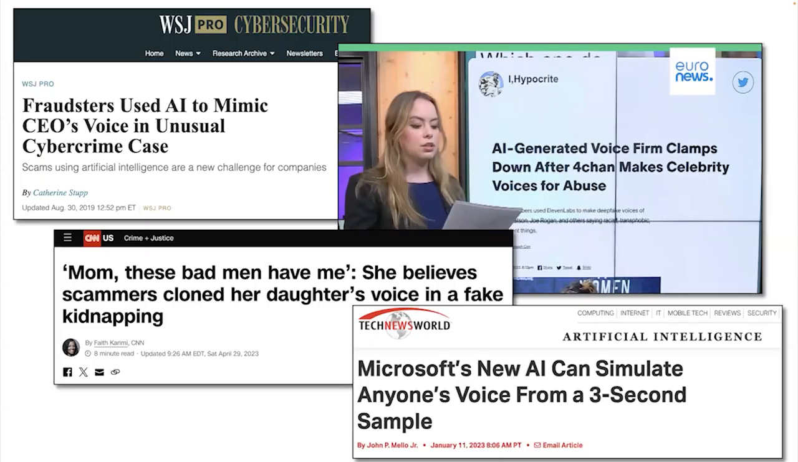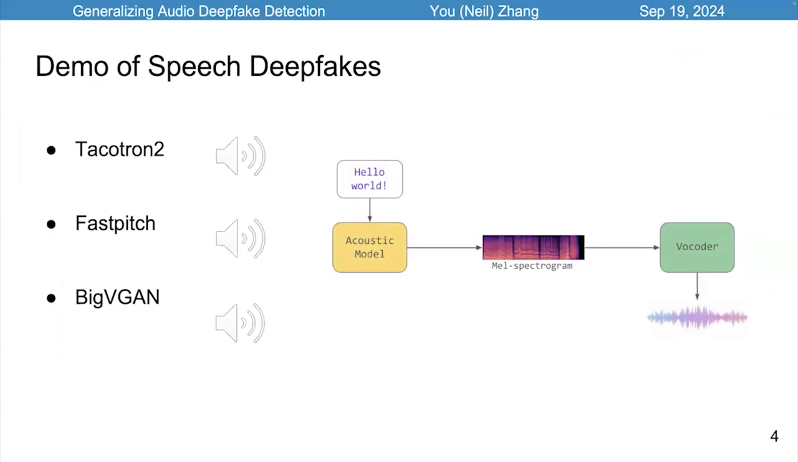And I'll show you some demos of the current speech deepfakes, so you can have a feel about whether this sounds real to you.